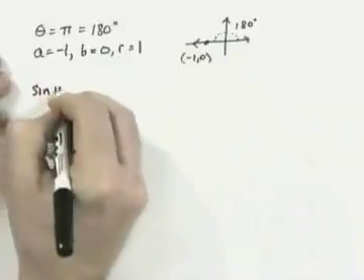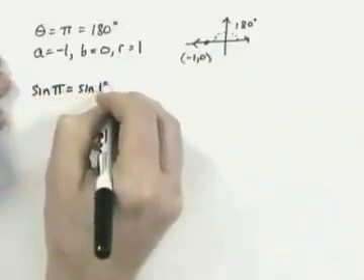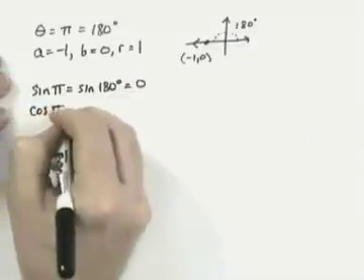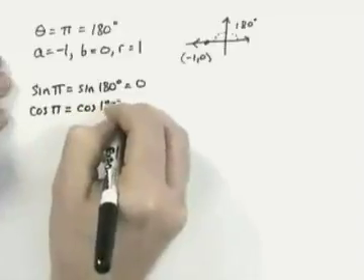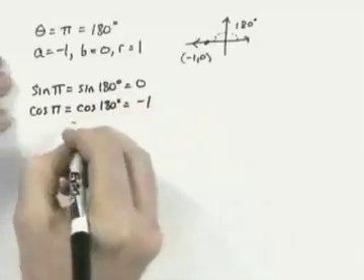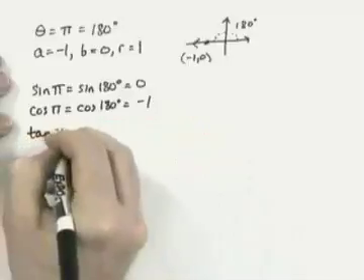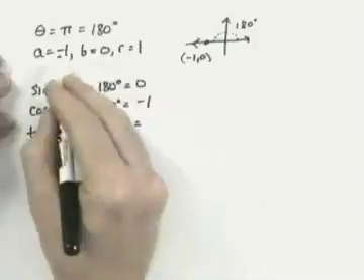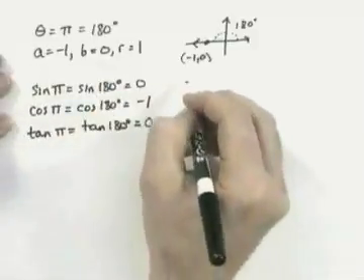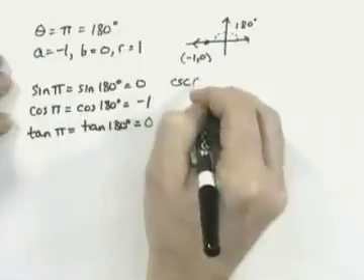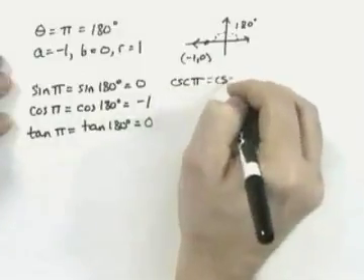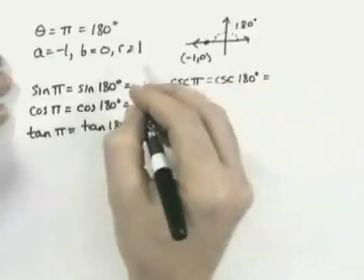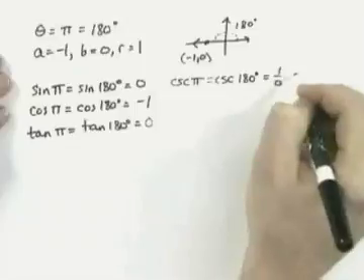So we're going to get the sine of pi is the sine of 180 degrees is B over R, that's 0. Cosine of pi is the cosine of 180 degrees, A over R, that's negative 1. Tangent of pi equals the tangent of 180 degrees. That's B over A. 0 over negative 1 is 0. Now the reciprocals, cosecant of pi equals the cosecant of 180 degrees, but that's going to be equal to R over B, which is 1 over 0. That's undefined.